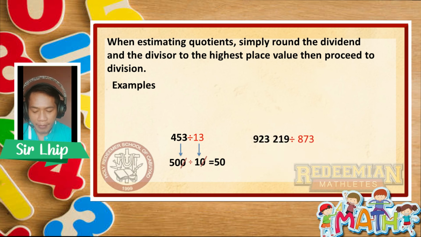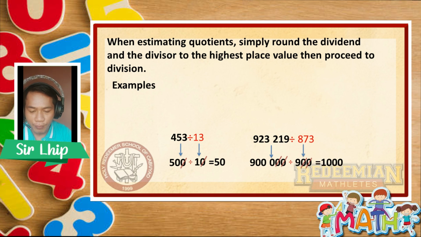923,219 divided by 873. 923,219 becomes 900,000 and 873 becomes 900. Cancel the zeros, so we have 2 zeros in the divisor. Cancel also 2 zeros in the dividend. So 9,000 divided by 9 equals 1,000.